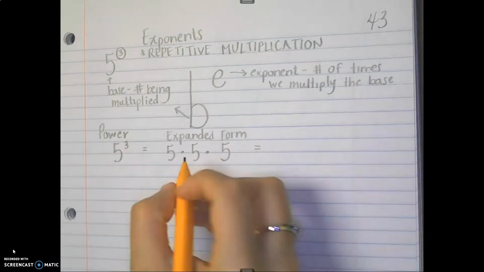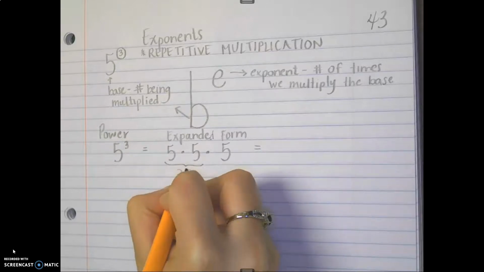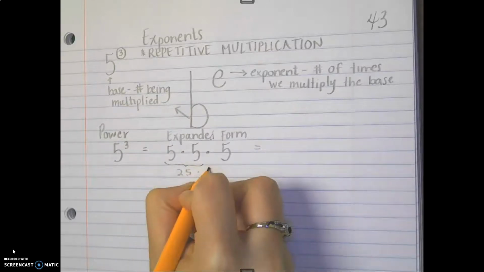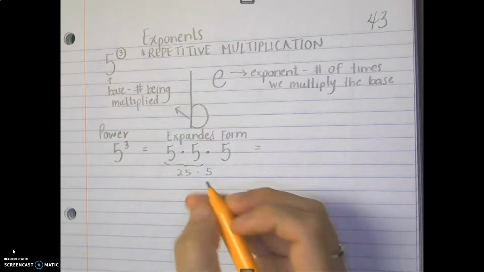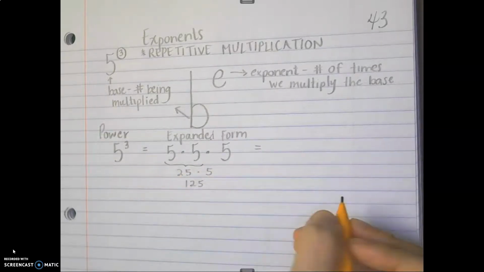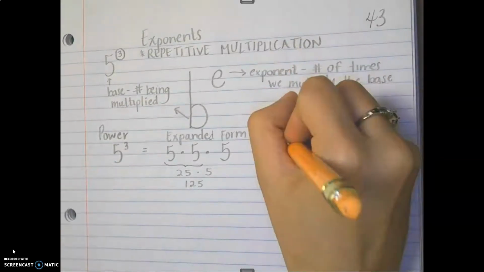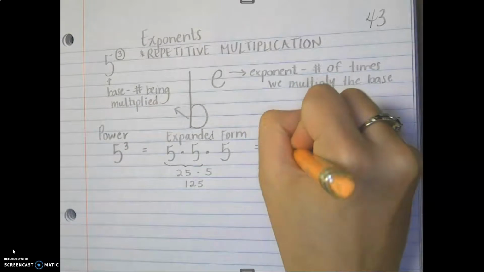5 times 5 is 25. And then I need to multiply that by 5. And 25 times 5 is 125. So 5 to the power of 3 equals 125.